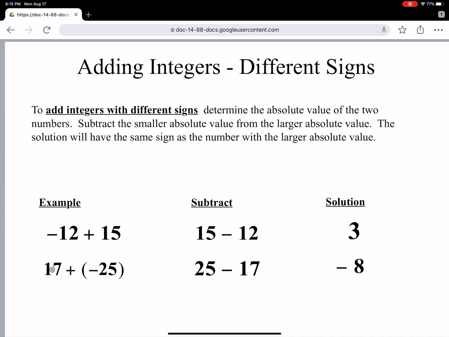Well, between 25 and 17, which one's the bigger absolute value? 25 is. So we're going to take 25 and subtract the smaller absolute value, which is 17. 25 minus 17 is 8. But to figure out whether my answer is going to be +8 or -8, which one had the bigger absolute value? It was 25, and 25 was originally negative. This holds more weight. So my solution has to be -8.